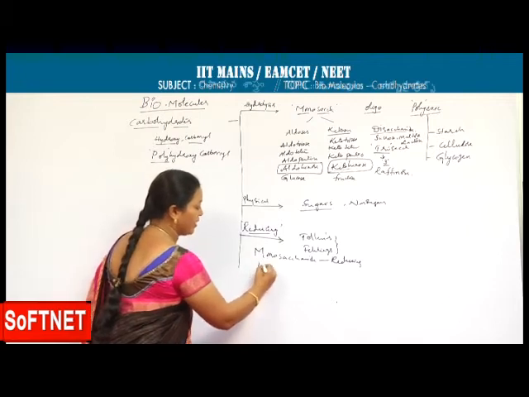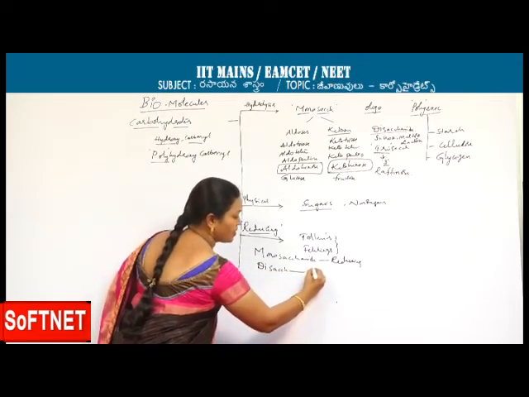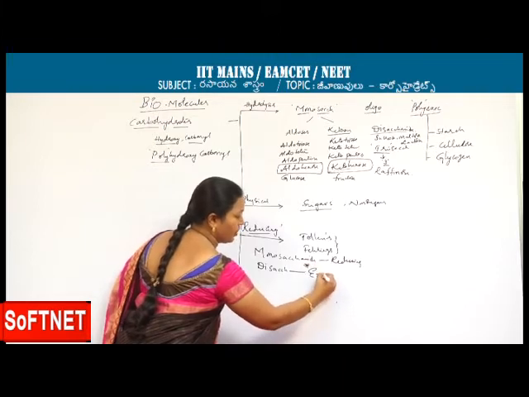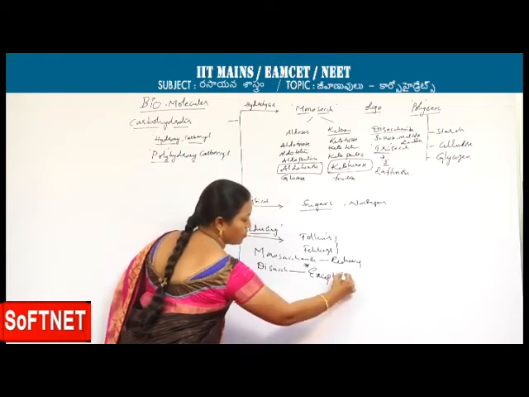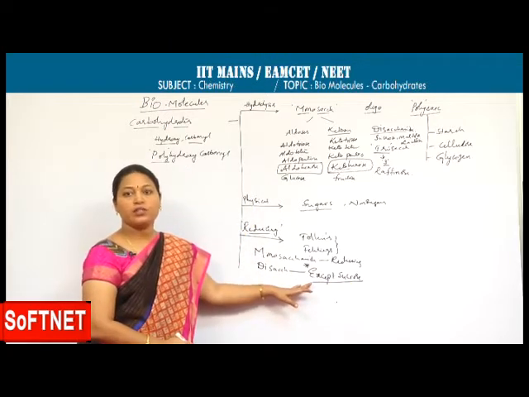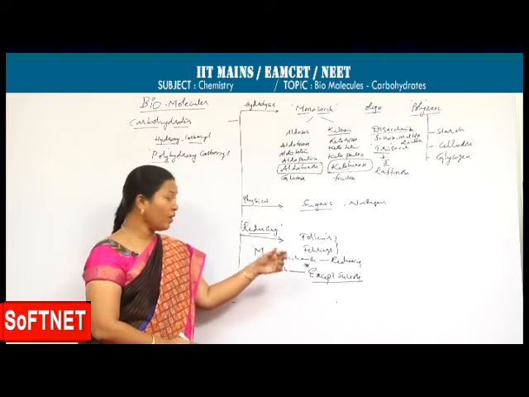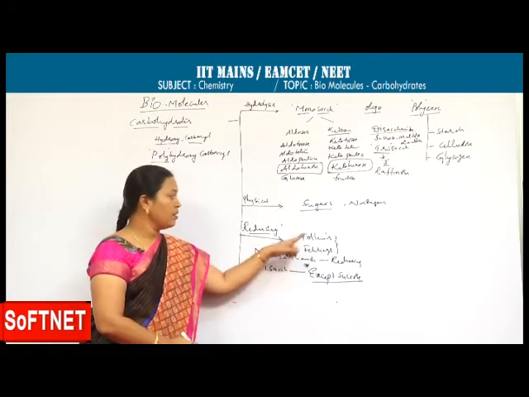Whereas disaccharides are also reducing, except, it's a very important point, except sucrose. Sucrose is the disaccharide which is the non-reducing sugar. Polysaccharides, all of them are non-reducing. I would like to stress the point here once.